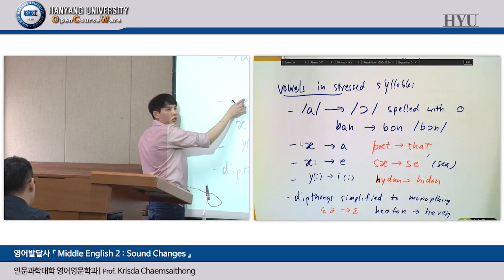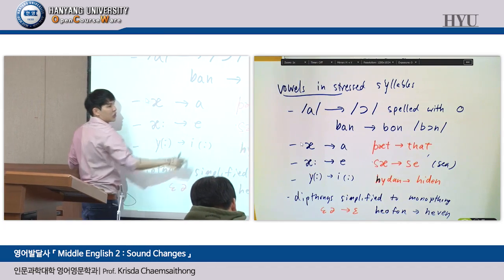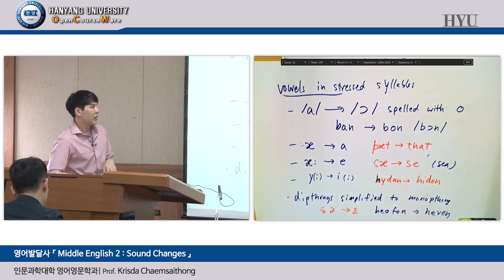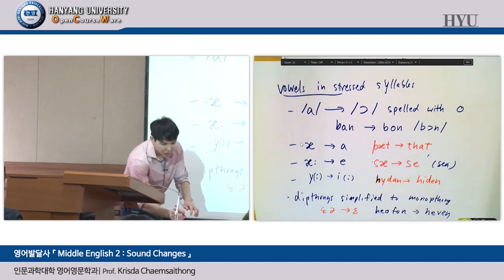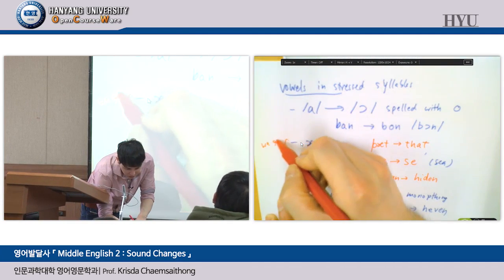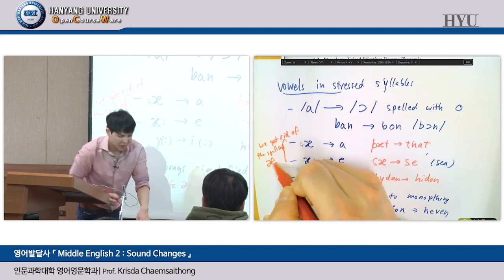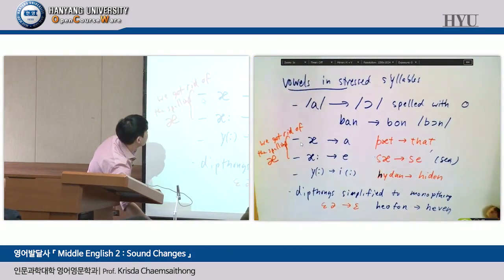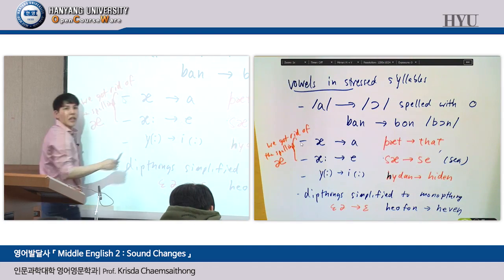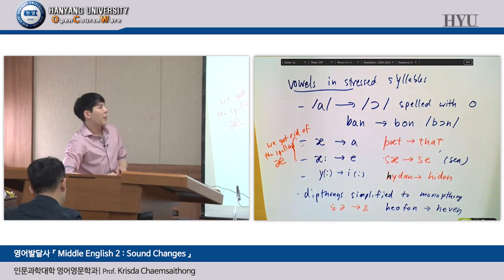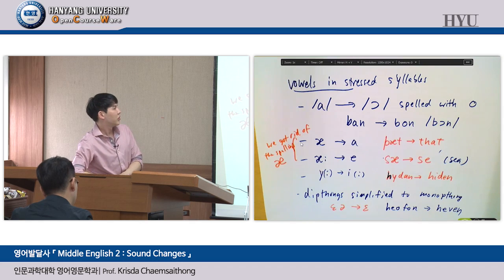Third one, this is the short one. The long one with the colon here, changed to E. Sa changed to se, which is C, right? And spelled with E also. So, in other words, we got rid of the spelling with an ash here, and we changed to the spelling of R and A, and the sound also. Right? So in Middle English, we no longer use this ash symbol.